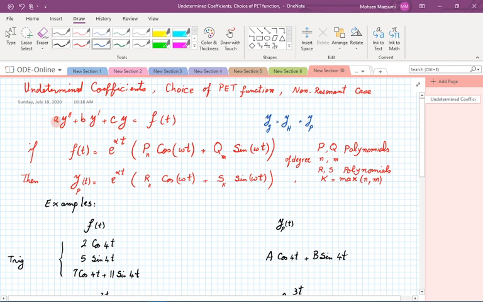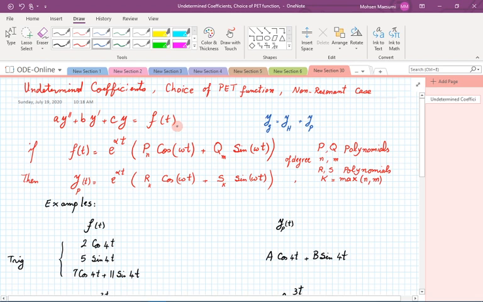The problem was that we had a second order differential equation, and the right hand side was some pet function. You remember, pet function refers to a combination of polynomial, exponential, and trig. Last time we dealt with the most important case of this. That is, the right hand side is a trig function, sine or cosine of some frequency.